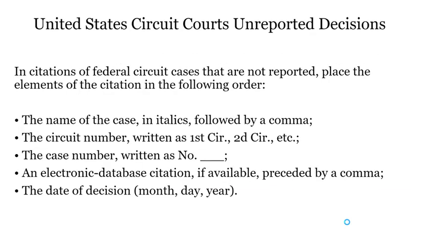In citations of Federal Circuit cases that are not reported, place the elements of the citation in the following order. The name of the case in italics, followed by a comma, the circuit number, the case number, again written as No. with a period, an electronic database citation if available, preceded by a comma, and then the date of the decision in month, day, year format. Again, for more information on how to cite U.S. Circuit Court's unreported decisions, visit page 24, section 1.4b of the Ohio Writing Manual.